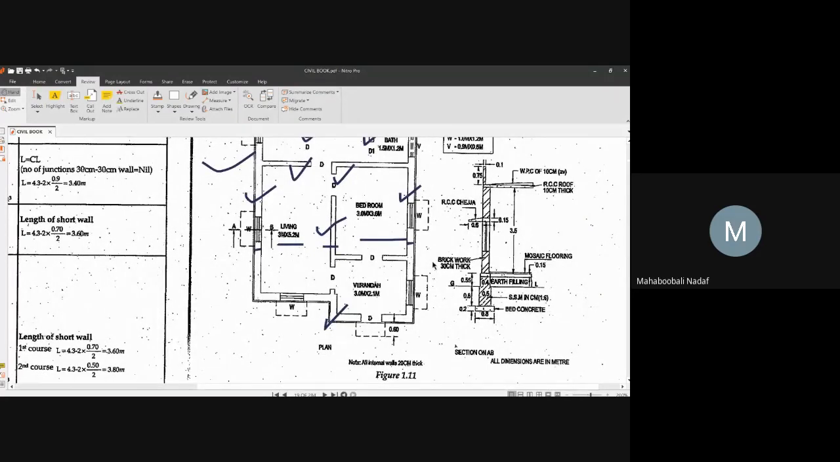Now, how to calculate this one? This side, we are going with the center line method. What is this? 0.3 by 2, no? Correct? Yes or no? Can anyone reply, please? Yes, sir. Okay.